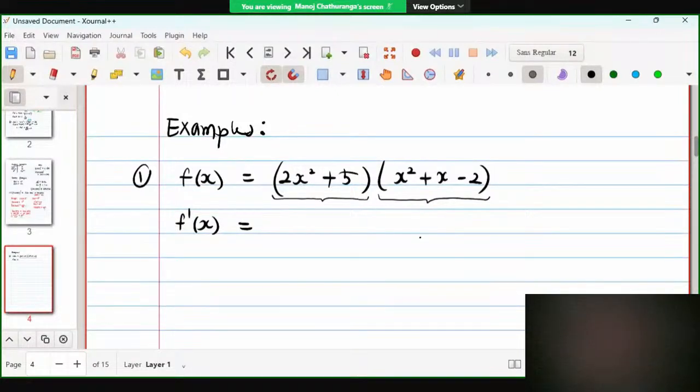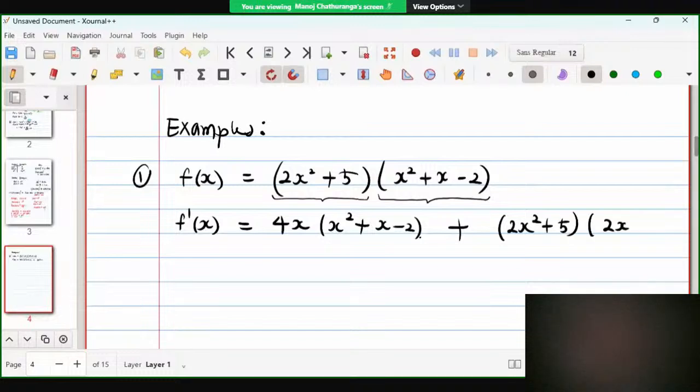Derivative of this term is just 4x. Now you should immediately see why it is the case. And keep the second factor as it is. Then add, do it the other way. Keep the first factor, and differentiate the second factor.